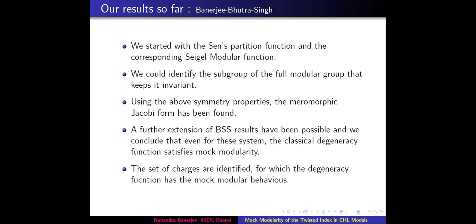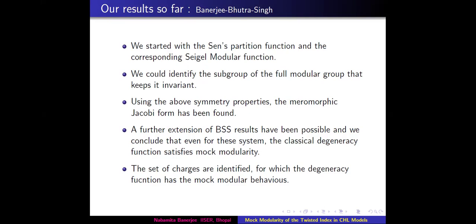So the second step was non-trivial, where one had to identify the subgroup of the full modular group that keeps it invariant. When I say it keeps it invariant, the first point was to understand how it transforms, under what sort of transformations it should not change, and then to understand what are the generators, what are the group elements which will generate those kinds of transformations. Okay, this is non-trivial, but once this is done, then using the symmetry properties, the meromorphic Jacobi form has been found.